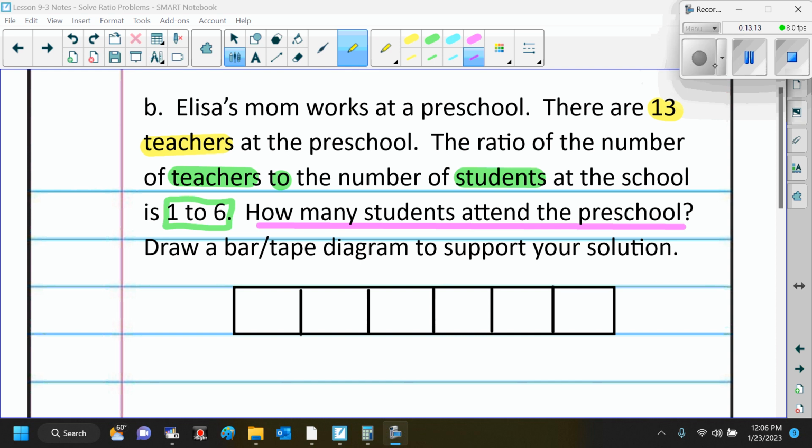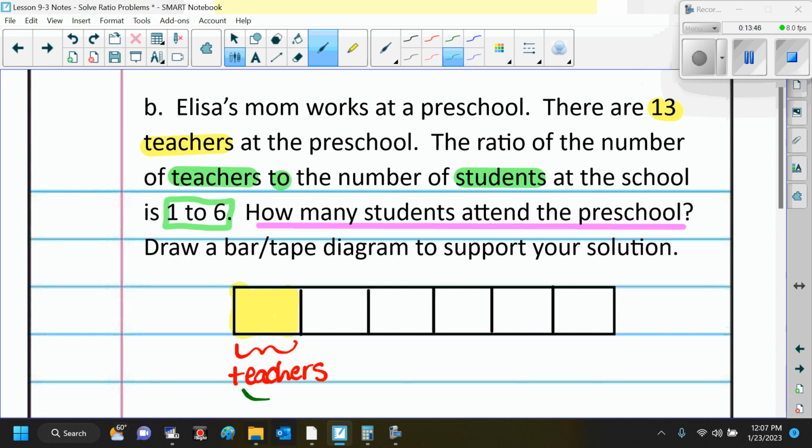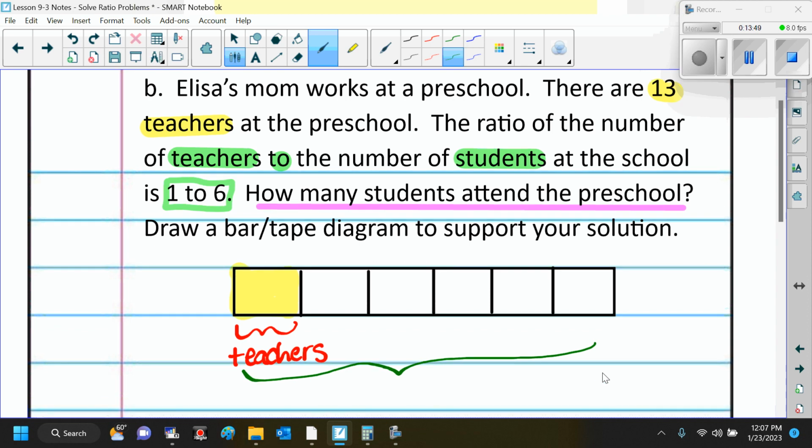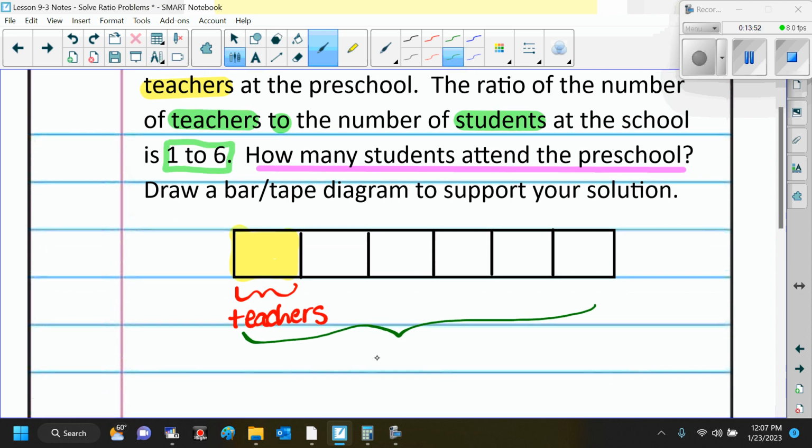So there are 13 teachers at the preschool. The ratio of teachers to students is 1 to 6. So we need to have 6 boxes in our tape diagram. Okay? Now, how many of those boxes are we going to shade? 1. And that 1 shaded box represents what? Teachers or students? Teachers. This is teachers. We want to know how many students are at the whole school. Is everybody with me? All right. So this is total students.